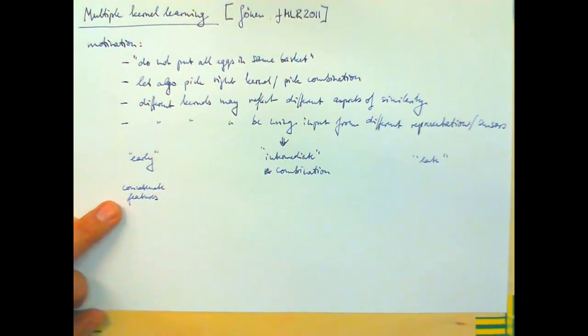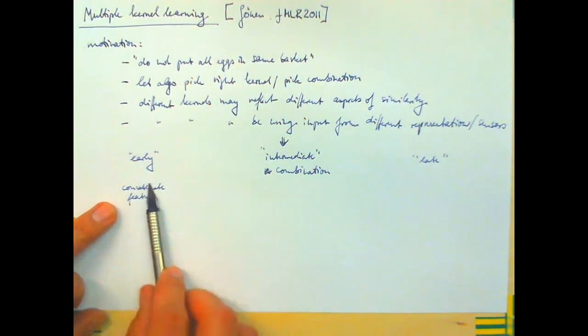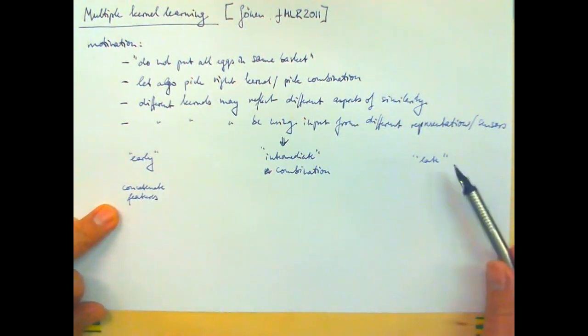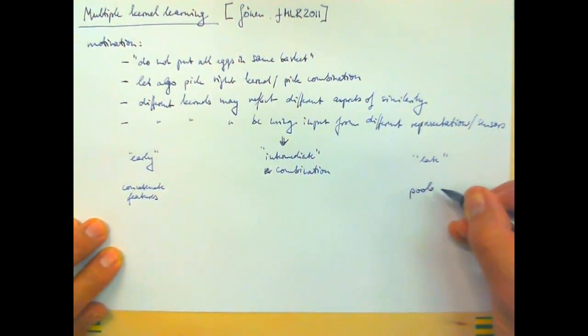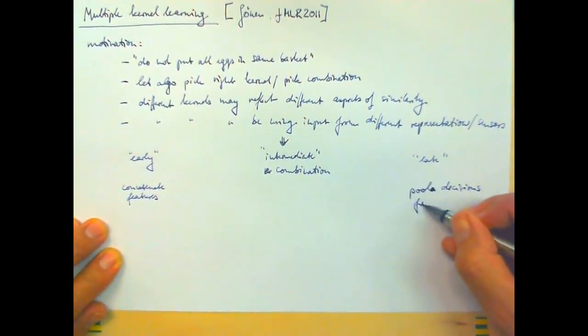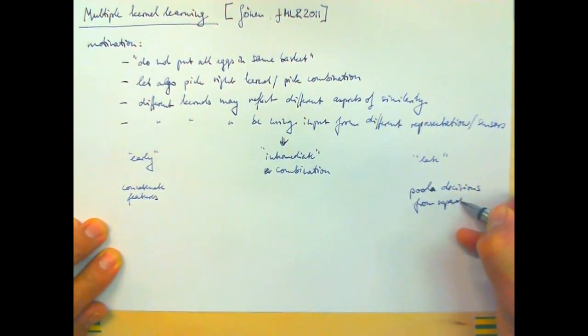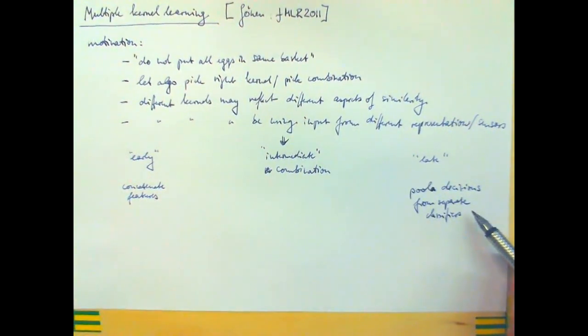But anyway, early combination would be to simply concatenate the features, whereas a late combination would be to pool the decisions that are made by individual classifiers. So in the example that I used, you would have one classifier that is lip reading on the images and trying to figure out which number has been uttered, and you would have a separate classifier on the audio data, and then you would somehow pool these decisions. That would be a late combination.